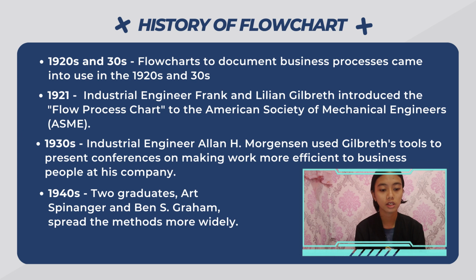In the early 1930s, industrial engineer Alan H. Morganson used Gilbreth's tool to present conferences on making work more efficient to business people at his company. In the 1940s, two graduates, Art Spinninger and Ben S. Graham, spread the methods more widely. Spinninger introduced the work simplification process to Procter & Gamble and developed their deliberate method change program. On the other hand, Graham used flowcharting to process information with the use of multi-flow process chart to exhibit many documents and their connection with others.